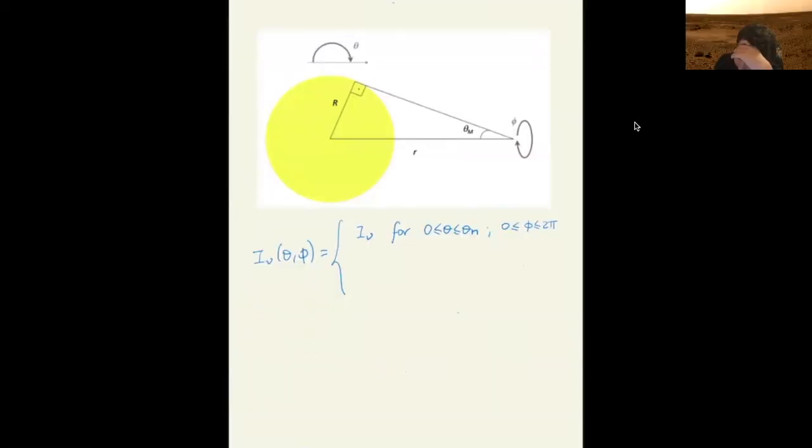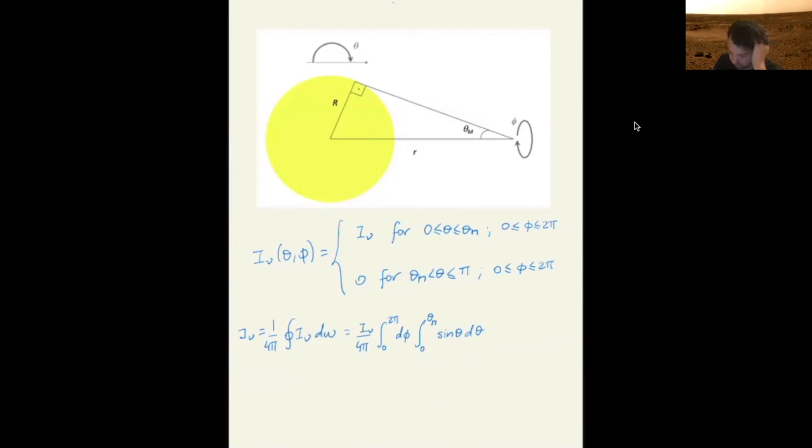So this is the radiation field. I nu is equal to I nu for theta from 0 to theta m, and phi from 0 to 2 pi, and 0 for the other angles. Where theta m is given by the figure here as the arc sine of big R over little r.